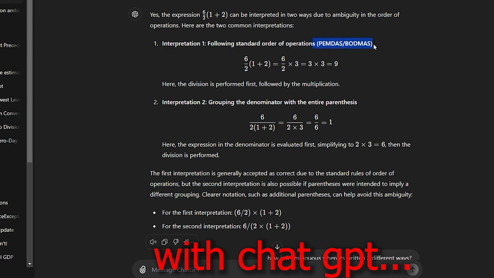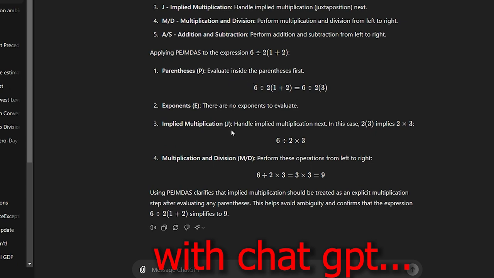BODMAS and PEMDAS don't matter. The answer is 9, okay? Get that through your head. It's how you group the denominator in the parentheses, with the parentheses, okay? If you group the denominator with the parentheses, it is then 1. This is called implicit grouping. It is something you are doing implicitly, okay? If you use PEMDAS or BODMAS or PEMJAS, where is it? PEMJAS, you get 9, okay? The answer is 9. I didn't think I had to say it meanly, but the answer is 9.